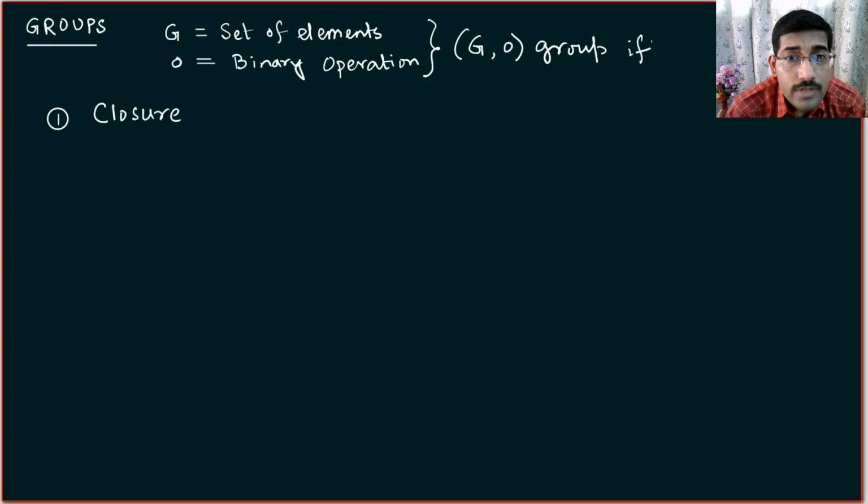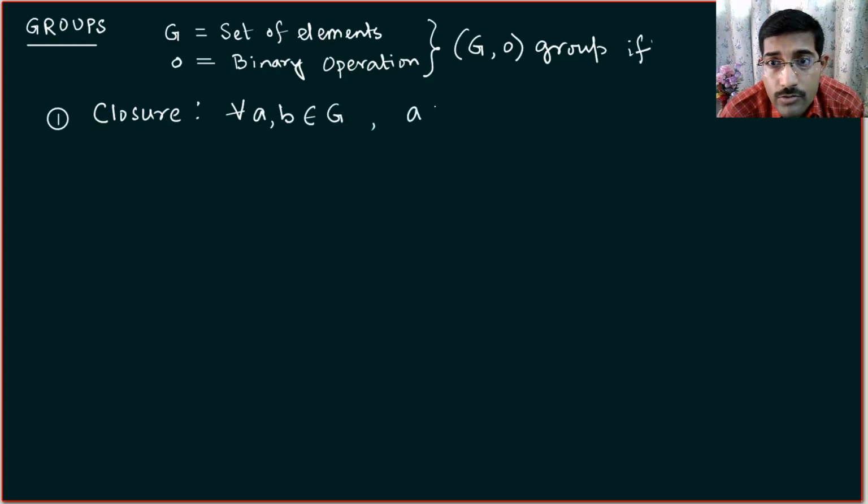The closure property says, just extended from the binary operation closure, that for all A, B belonging to G, AB operated together will also belong to G.